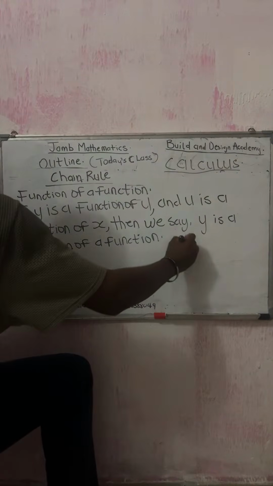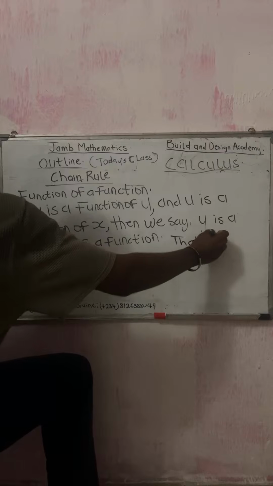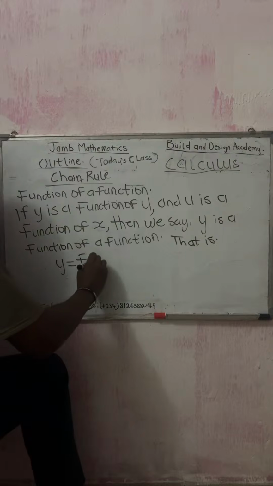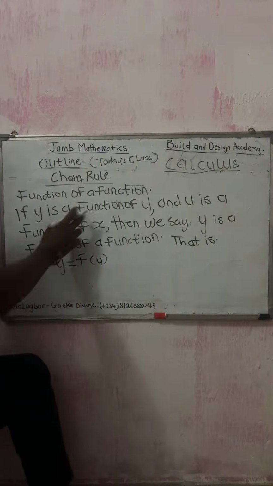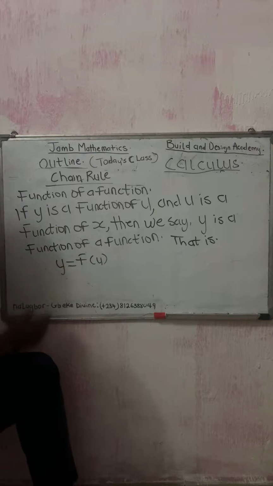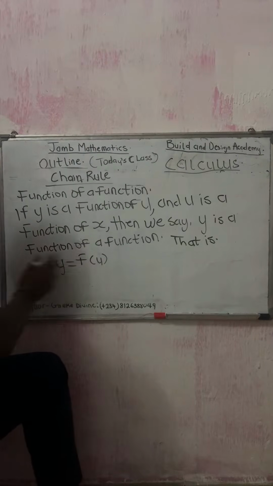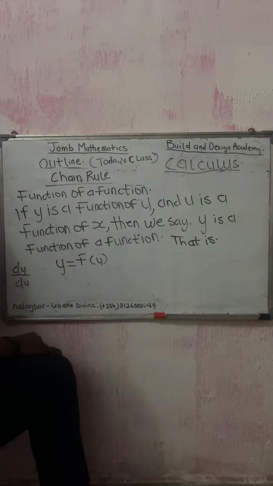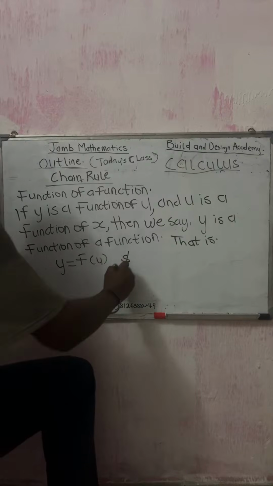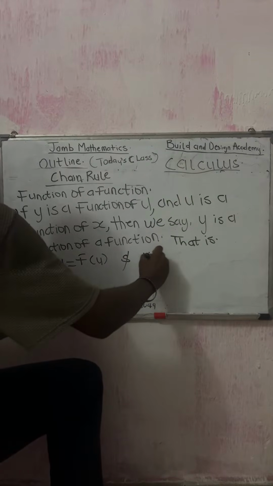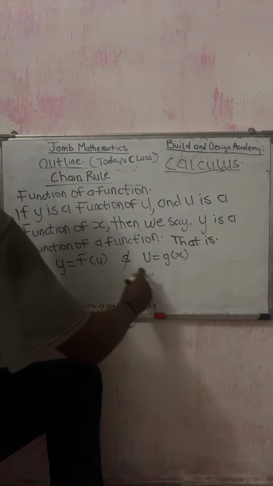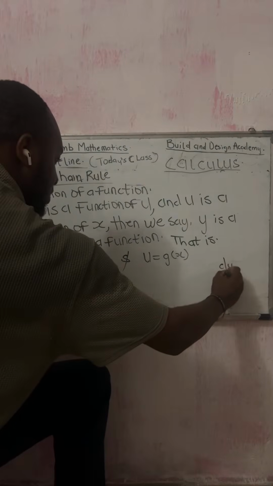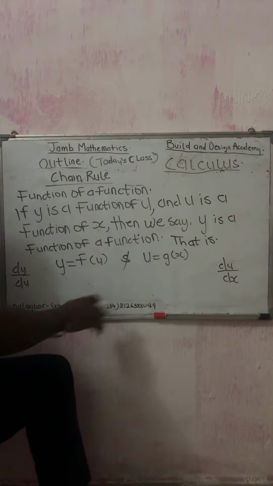That is, y is now equal to f of u. That's what I mean by if y is a function of u. Now you differentiate y with respect to u. That means you have dy over du. Keep it to one side. And u is a function of x. Now if we differentiate u with respect to x, we have du over dx. We'll keep it to one side.